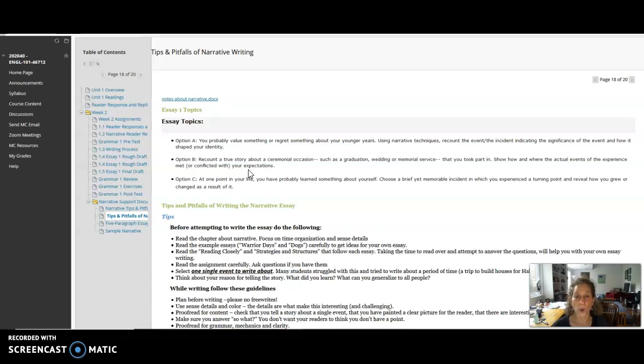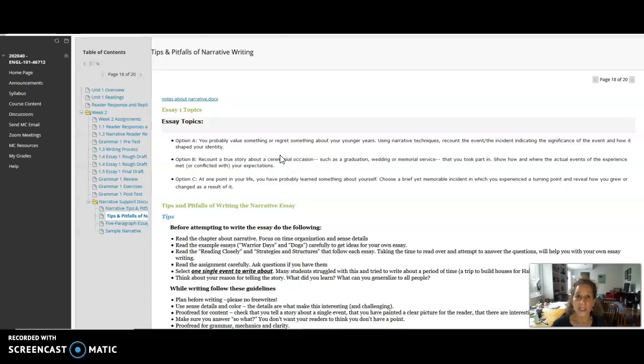Usually stories are told in the order that the events happened. And the final thing is including dialogue. If you notice in the stories that you read for this unit, the authors use dialogue to show people talking, and that's an important piece of writing a narrative. You have 3 options to write about. Each one of these options is about our unit theme, shaping identity. So keep that in mind as you're thinking about your essay, shaping identity.